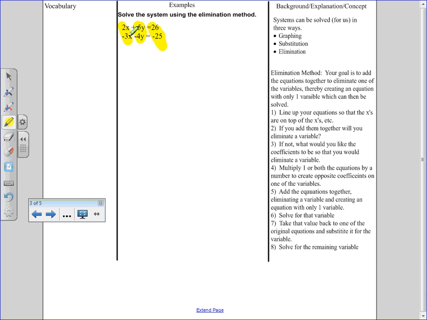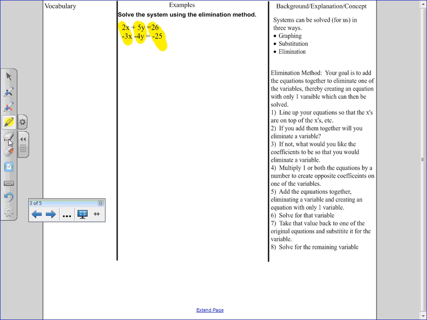Now, if I add them together, would I eliminate a variable? No, I wouldn't get rid of the x's. I wouldn't get rid of the y's. So I'm going to have to multiply one or both of the equations by something. Now, could I turn a 2 into the opposite of this one? Yeah, I could turn a 2 into a 3, but it's not that easy to do. And here it's not that easy to do.